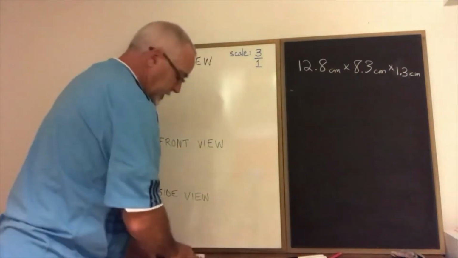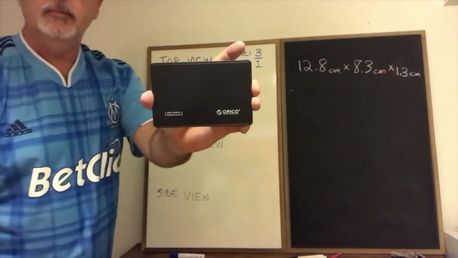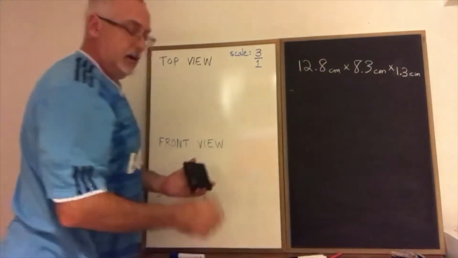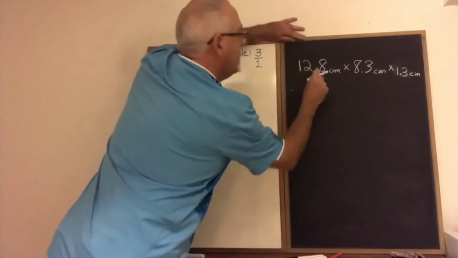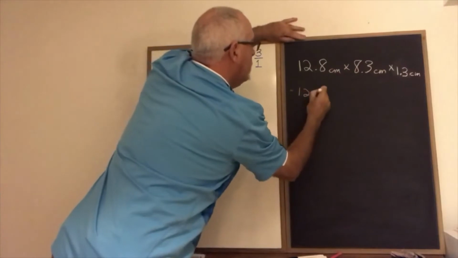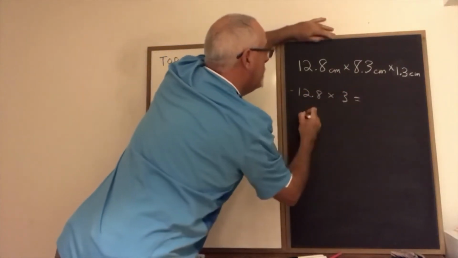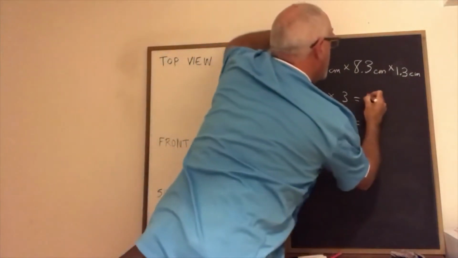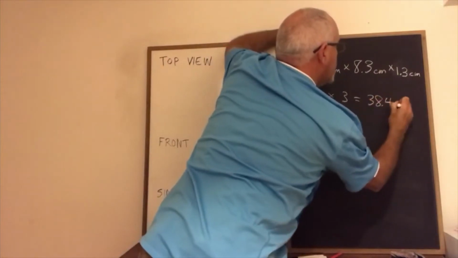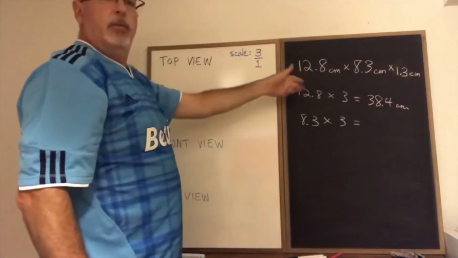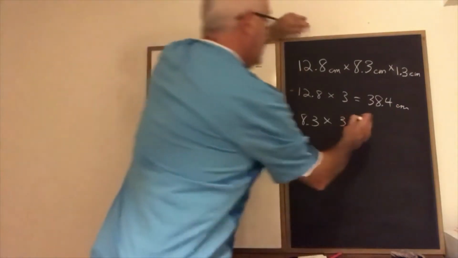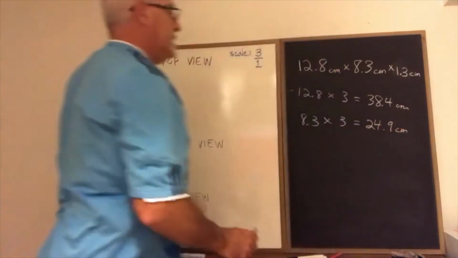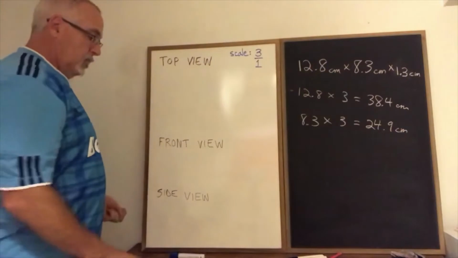Top view is going to show this. It's not going to show this little height, so I don't need the 1.3. So what I'm doing is taking the length and the width and I'm tripling both of them. I need a 38.4 centimeter line to represent the 12.8 centimeter length. And I need a 24.9 centimeter line to represent the 8.3 centimeter width.